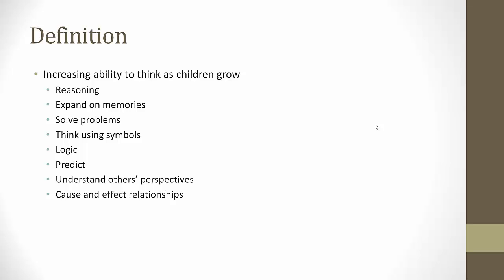Specifically, as children get older, they are able to use reasoning, expand on memories, solve problems, think using symbols, understand and eventually use logic to make decisions, make predictions, understand others' perspectives, and understand cause and effect relationships. You've probably already seen a lot of these things happening in your classroom, with children asking more questions when interested in something new, taking turns and making decisions about play, as well as understanding that there are consequences to the choices that they make, whether those consequences are positive or negative.